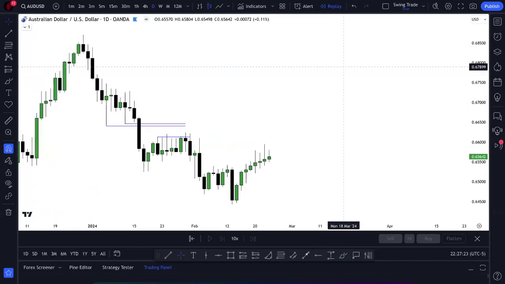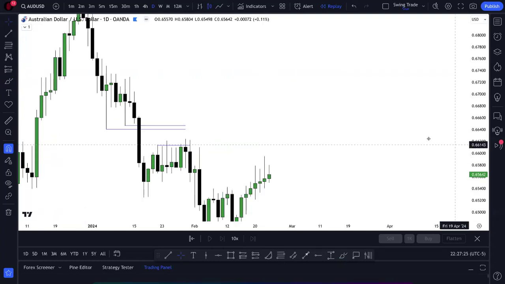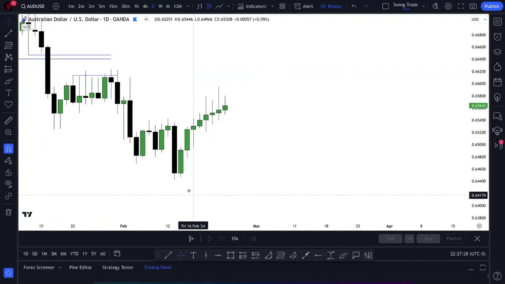Then we look at something inverse to it. What do we see here? We can see that AU just recently broke what? A swing high formation. We had one here.